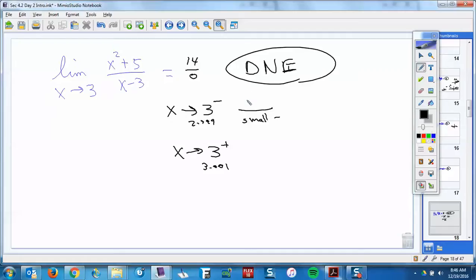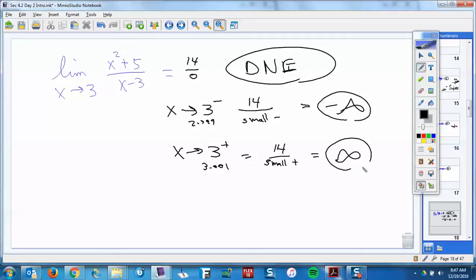And up here, basically 14. 13.999, right? You get something a little less than 9, plus 4, plus 5. So basically 14. And so that's negative infinity. And from the right, this would basically be 14, again roughly 14 over a 3.001 minus 3, which is a really small positive. So 14 divided by a small positive would be positive infinity. So I want to see all that. Definitely going to have some of those.